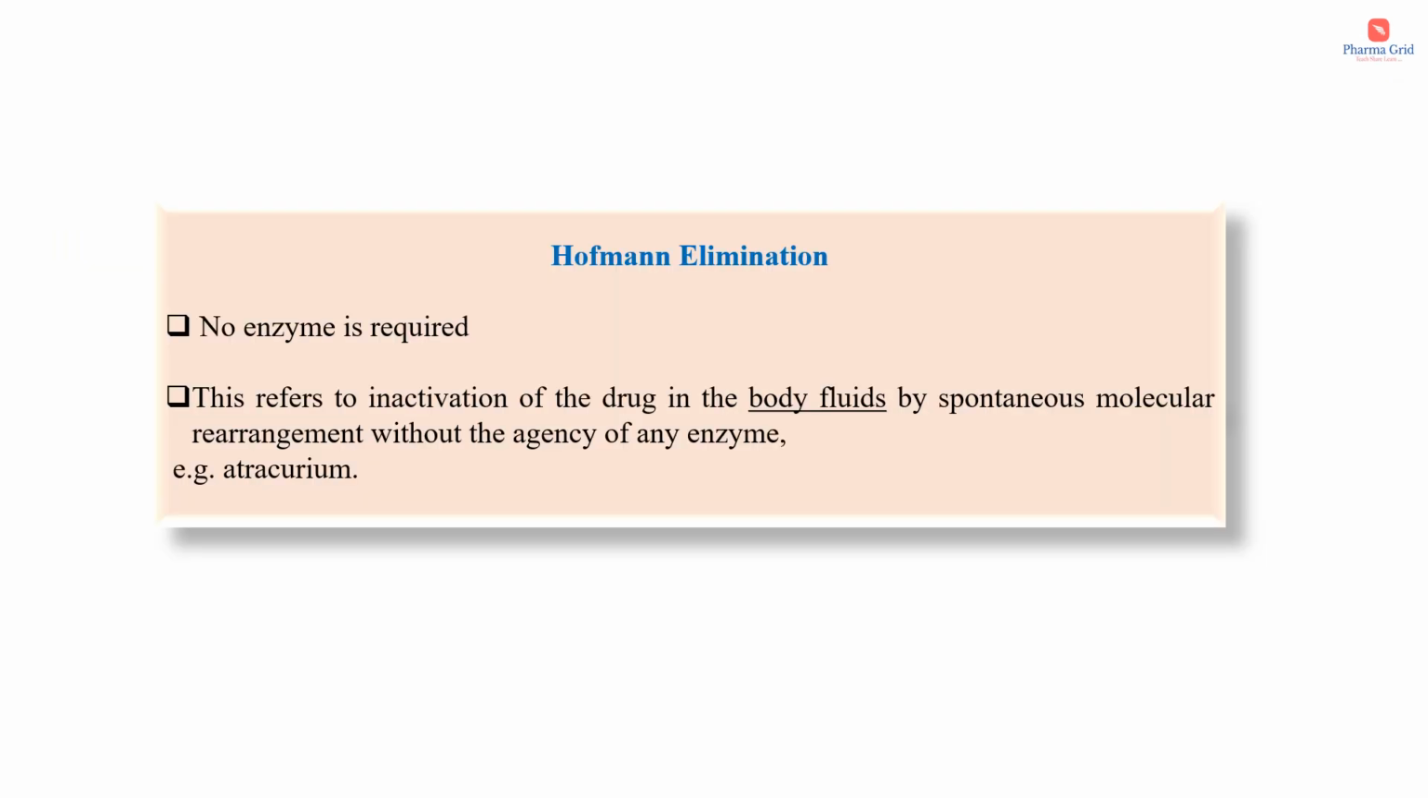The third mechanism of metabolism is known as Hoffmann elimination. The peculiarity of this Hoffmann elimination is that no enzyme is required. This refers to inactivation of the drug in the body fluids by spontaneous molecular rearrangement without the agency of any enzyme. An example for this Hoffmann elimination is atracurium.